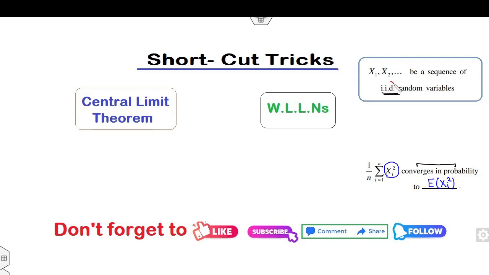On the other hand, if instead of IID it is only given as independent, then how can you find the result? Then you have to apply the central limit theorem.